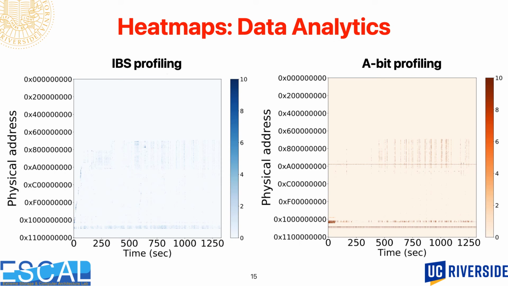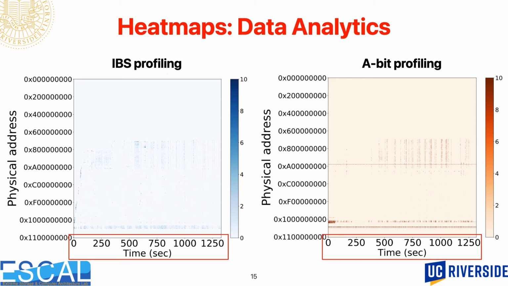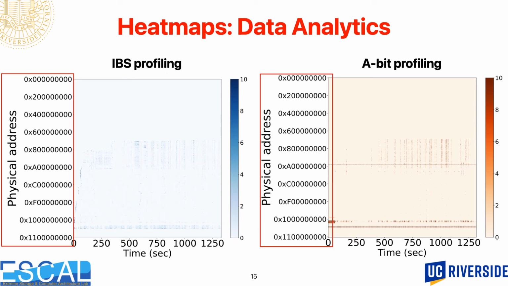With TMP, we can generate heat maps that are outputs of tracking memory access with hardware monitors. Now we see two different heat maps of data analytics. On the left-hand side, it shows the result from IBS profiling, and on the right-hand side, it shows the result from A-bit profiling. For each heat map, the x-axis indicates the time in seconds. That means every second, the memory access is counted for each page. The y-axis indicates the physical address of pages.